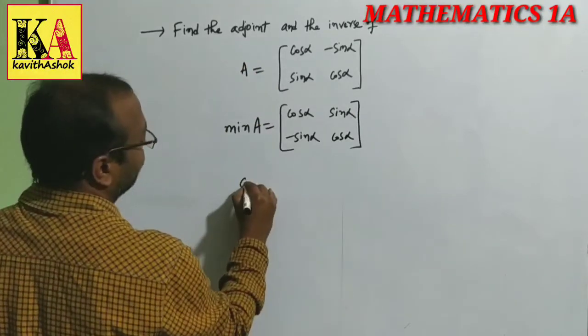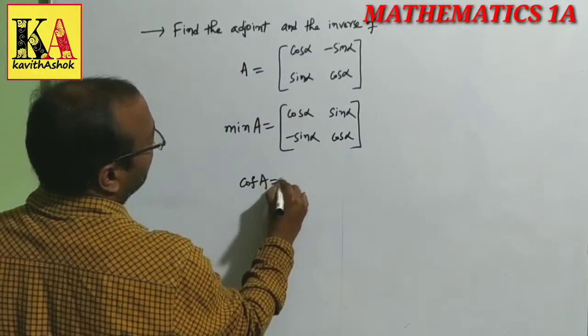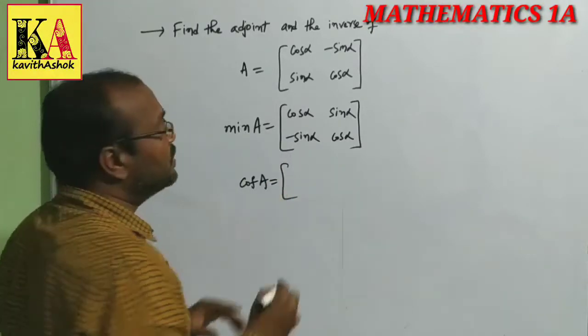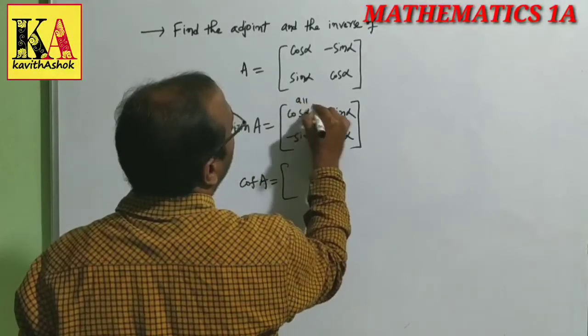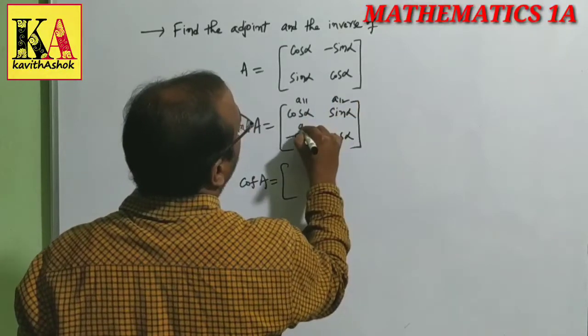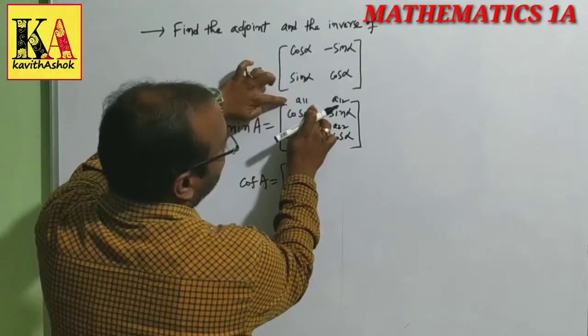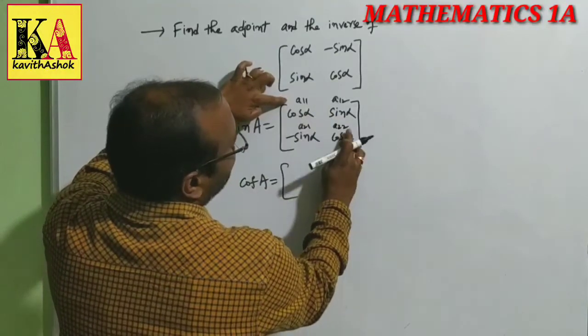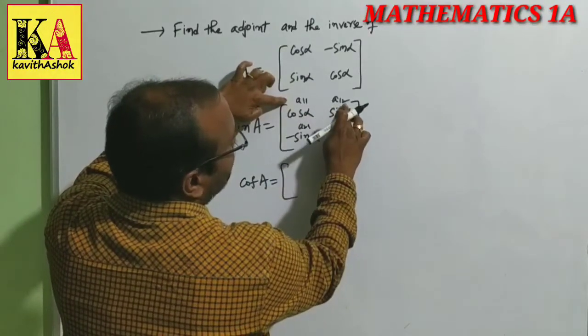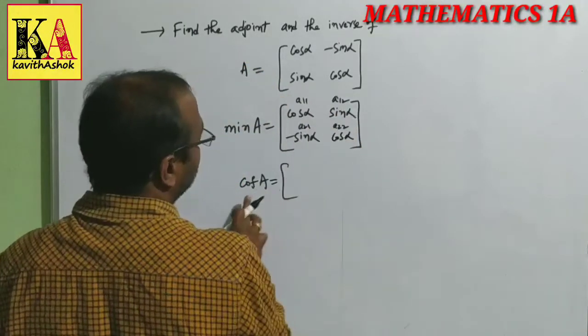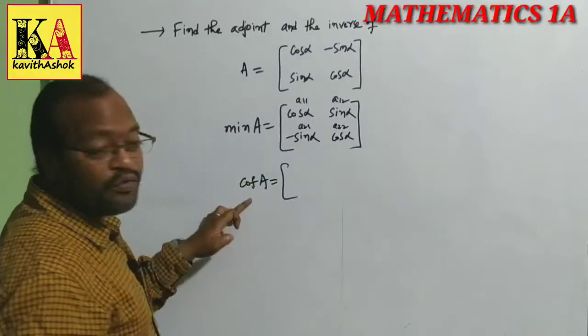Next, the cofactor of A. Minor and cofactor differ in the odd positions. Odd positions means, this is A11, A12, A21, A22. 1 plus 1 is 2, even position. 2 plus 2 is 4, even position. 1 plus 2 is 3, odd position. 2 plus 1 is 3, odd position. In these two positions, minor and cofactor will change.